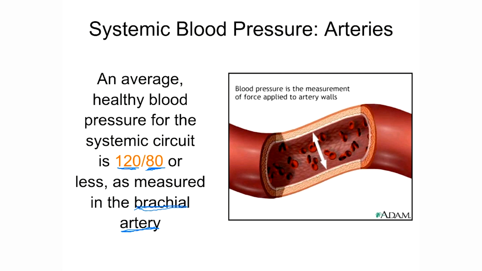And because blood is always moving from areas of higher pressure to areas of lower pressure, if you were by chance measuring blood pressure in an artery that's closer to the heart than the brachial artery, and there's not a lot of those, but if you were, you would expect a normal healthy blood pressure to be higher than 120 over 80. Again, just because blood always has to move from areas of higher pressure to areas of lower pressure.